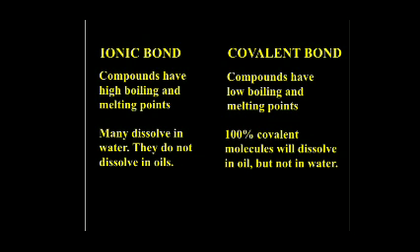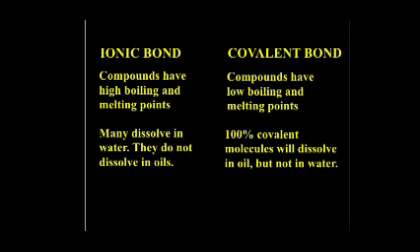Many ionic compounds dissolve in water. Covalent molecules dissolve in non-polar solvents like benzene, carbon tetrachloride, chloroform, oils, etc. Ionic compounds do not dissolve in oils, while covalent compounds are dissolved in oils. These are differences between ionic and covalent compounds.